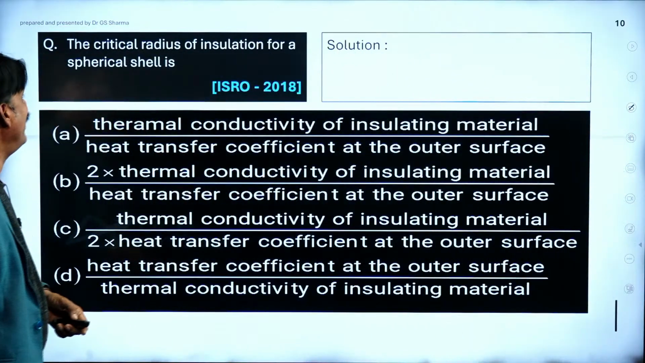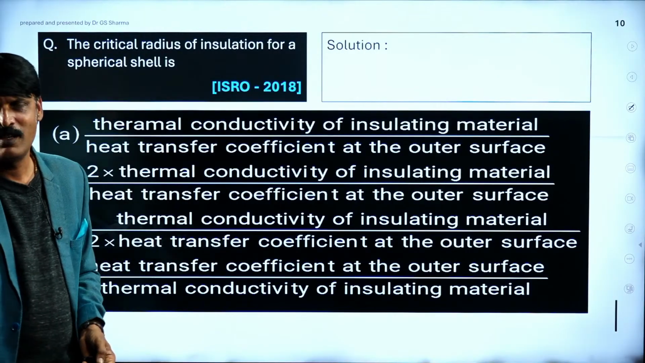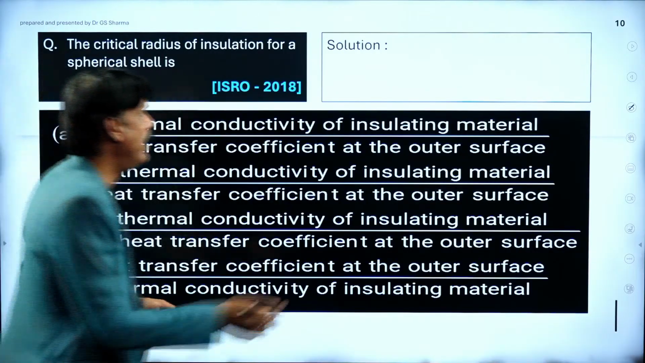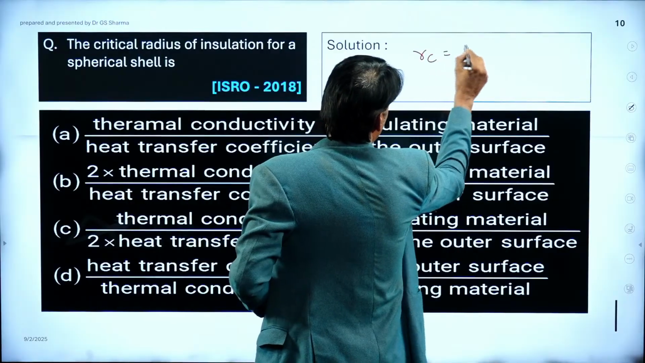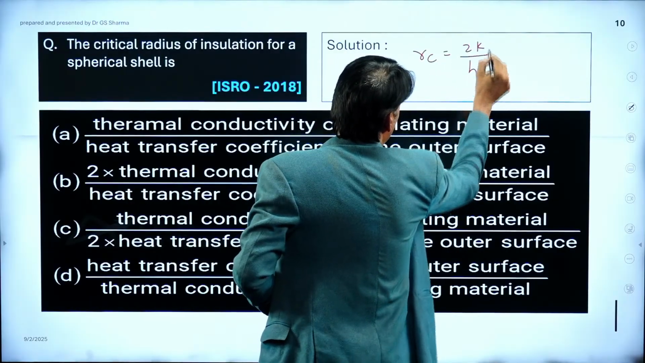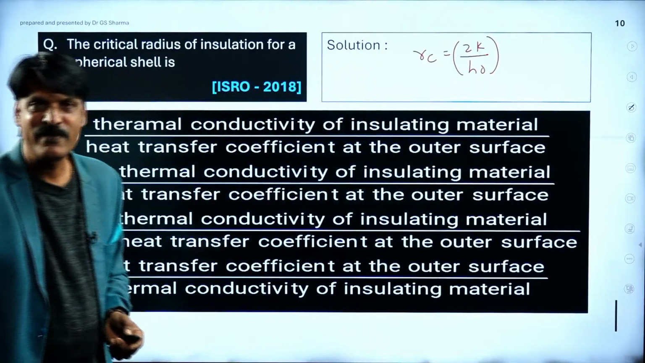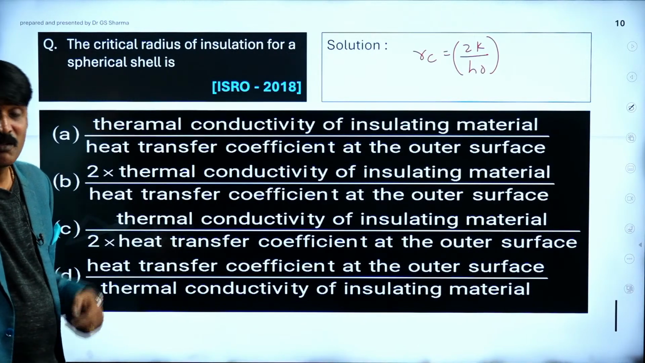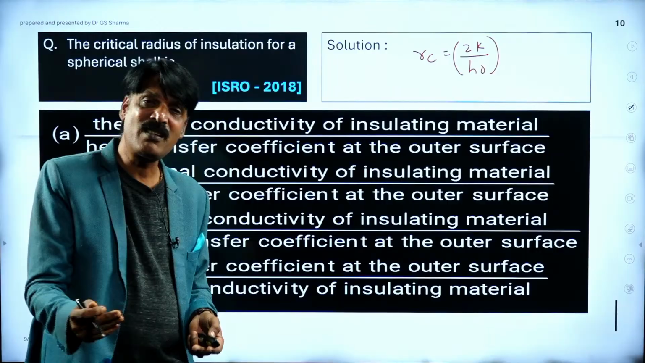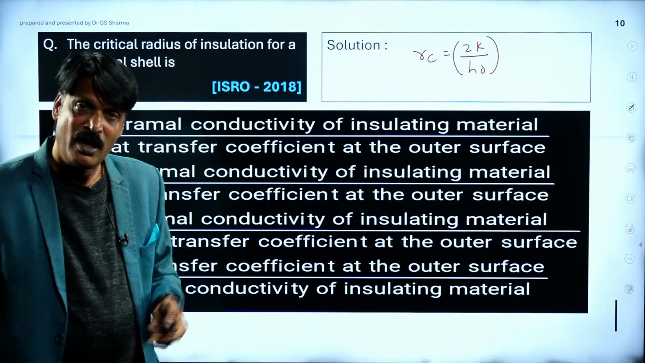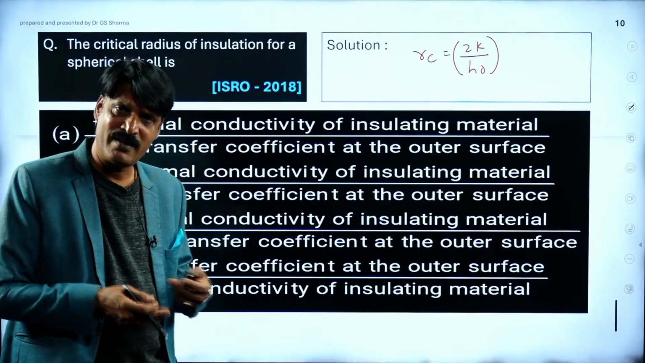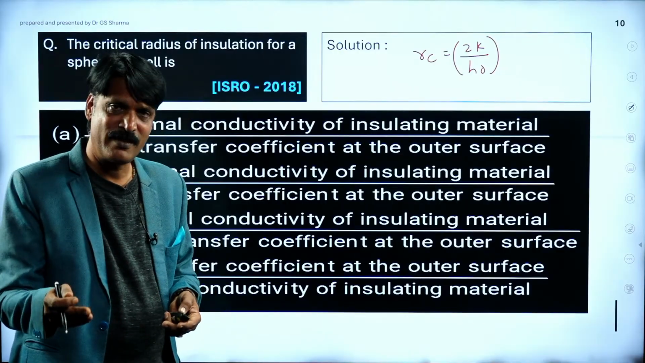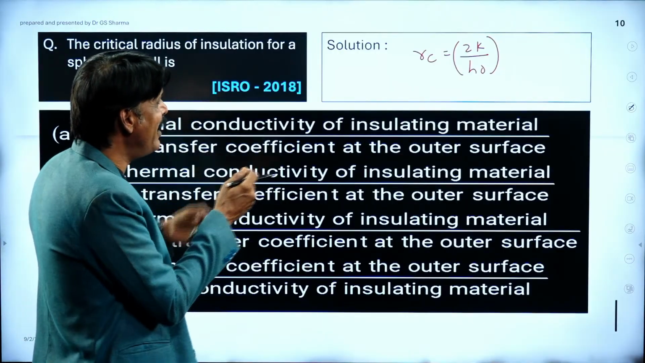Critical radius of insulation for a cylinder is k by h naught and for a sphere is 2k by h naught, so the answer is critical radius is 2k by h naught. And mind you, this is the point where maximum heat transfer occurs, beyond which heat transfer reduces. If outer radius is less than critical radius, by addition of insulation heat transfer increases up to critical radius, beyond which it decreases. If outer radius is more than critical radius, then by addition of insulation heat transfer always decreases.